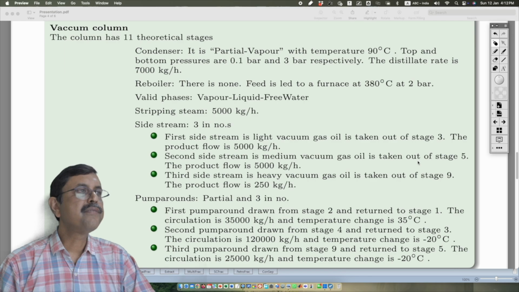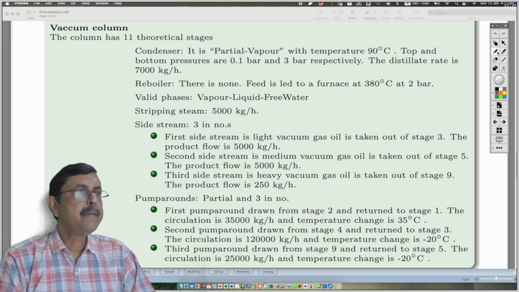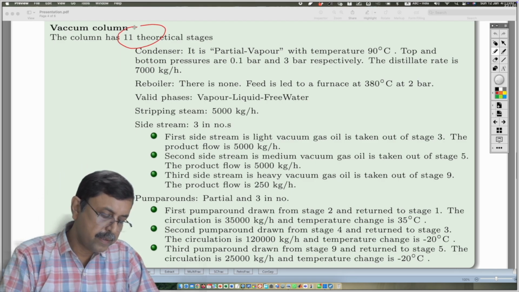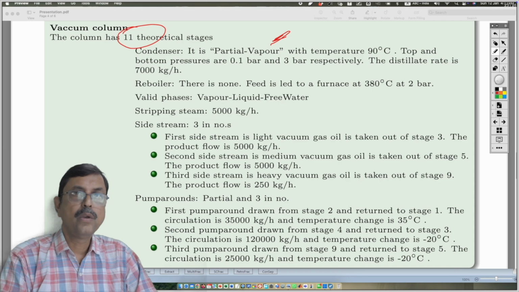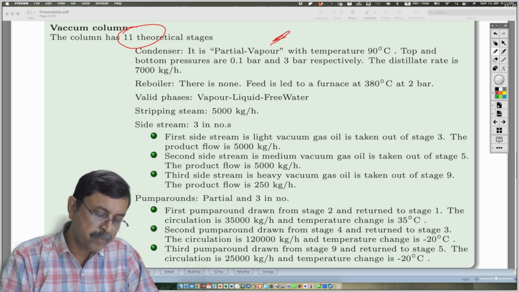Then we have a vacuum column. And here we have the vacuum column. You can see the specifications are similar. It has 11 theoretical stages. Here the condenser is partial vapor. We do not have liquid over here. Okay? Entire condenser is partial vapor.